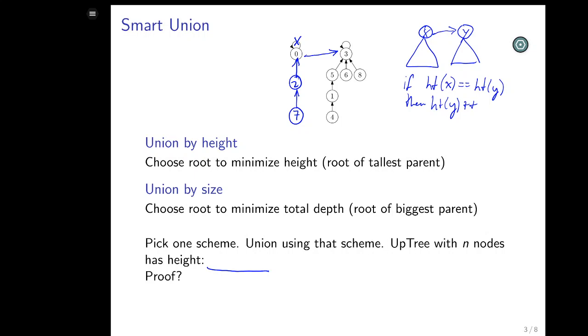I was wondering, what is union by size? What do you think? Union by height. Oh, total, yeah. Like, the sum of all of it? That's what it's minimizing, but what do you think size is? Yeah, the number of nodes.